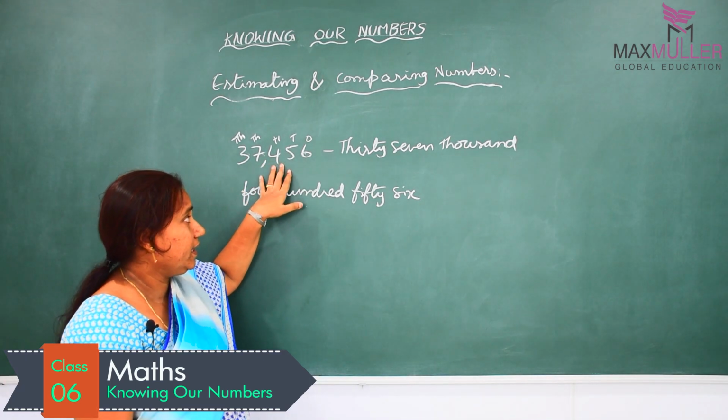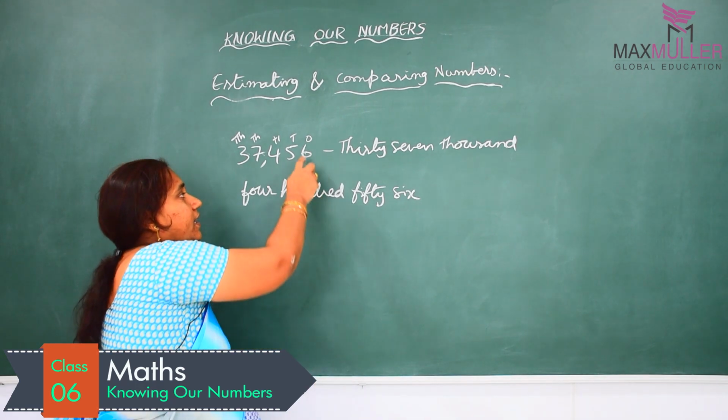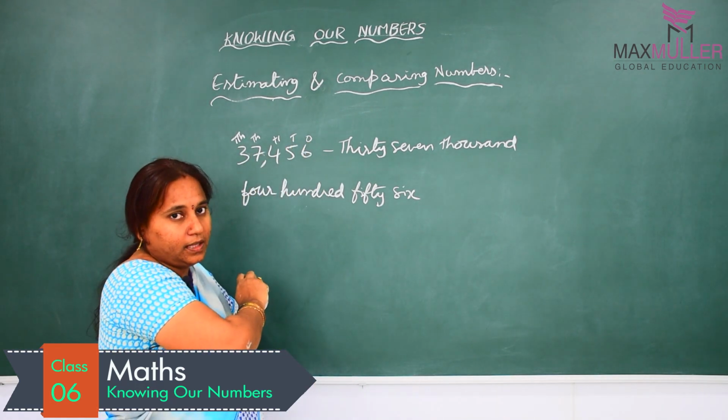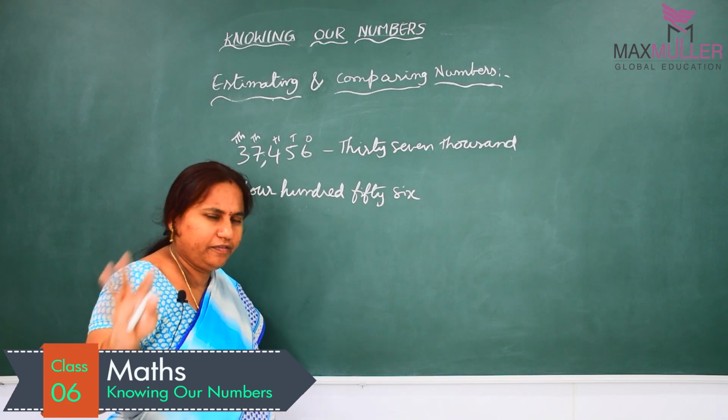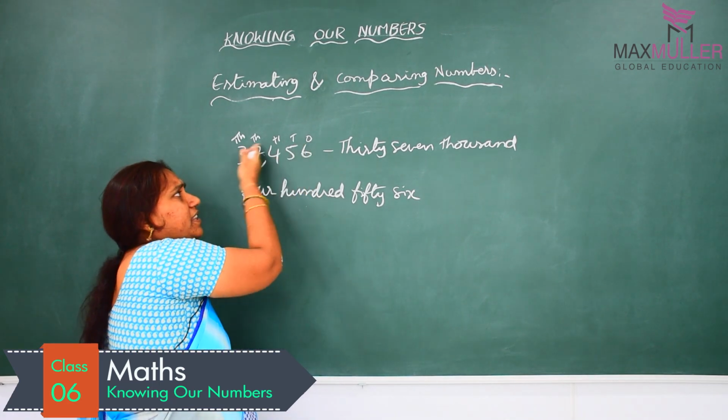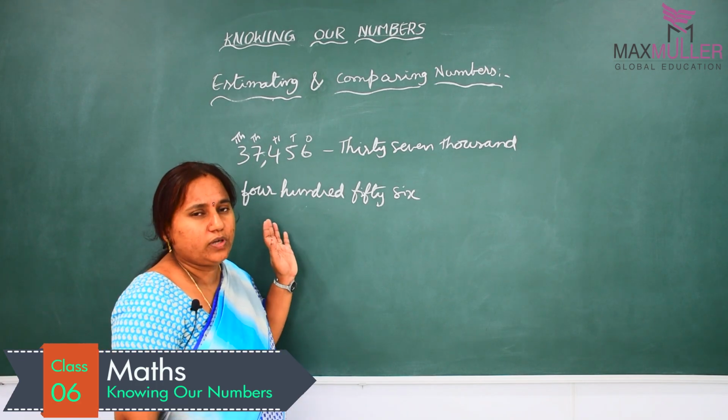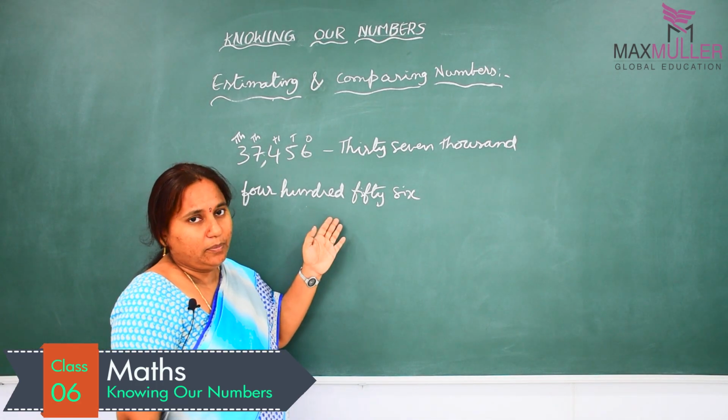Whenever you are writing the number name, we should write first the places. Then after knowing the places, we have to keep the commas. Suppose if you are perfect in the places, then no need to write even the places also. Simply we have to put a comma, then we have to write the number name.